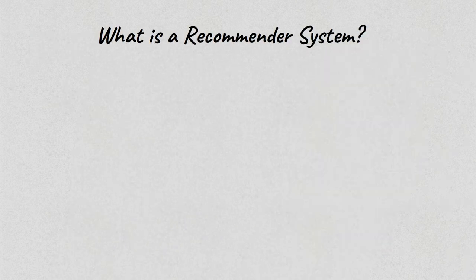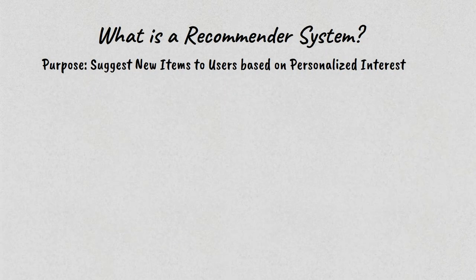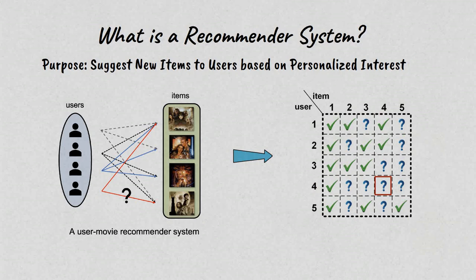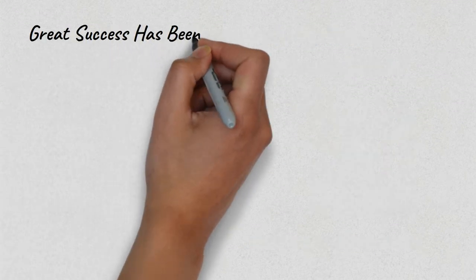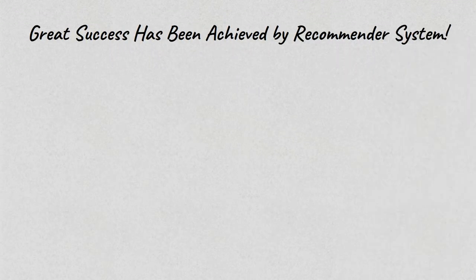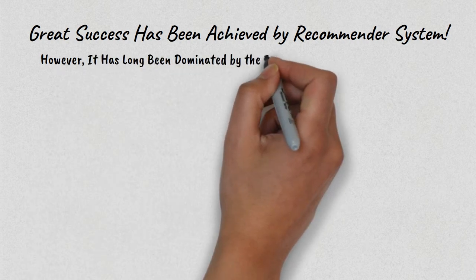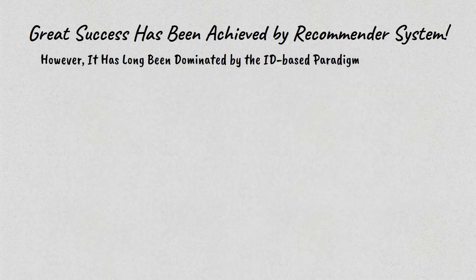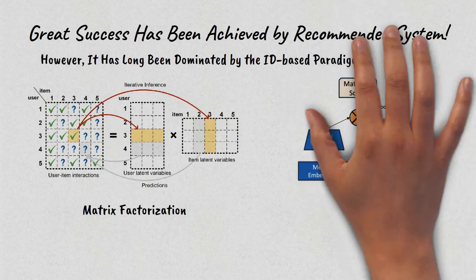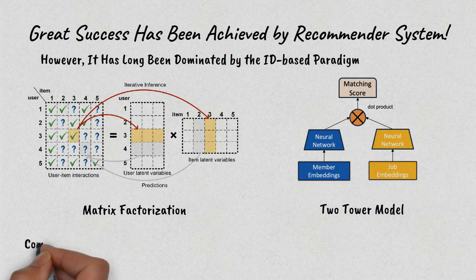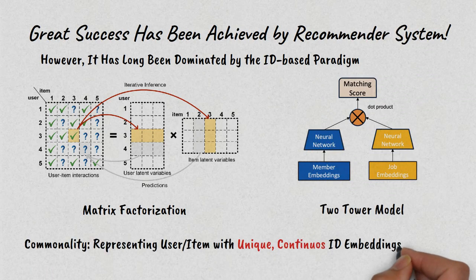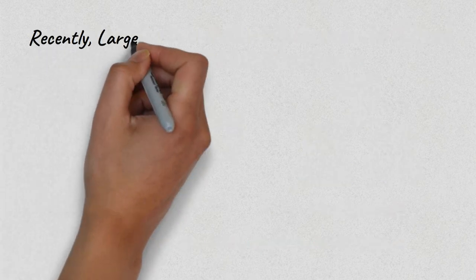In modern online service platforms, recommender systems aim to suggest new items to users based on their personalized interests. Although great success has been achieved by recommender systems, it has long been dominated by the ID-based paradigm. Exemplar methods include matrix factorization and the two-tower model, where users and items are represented with unique, continuous ID embeddings.